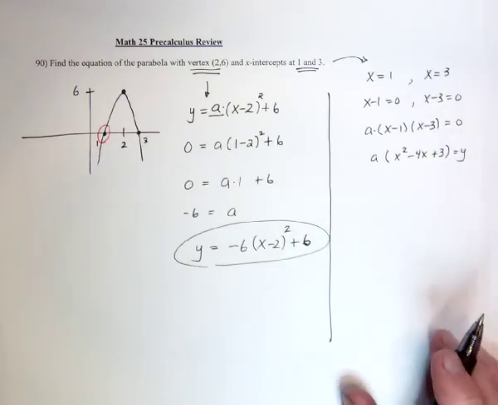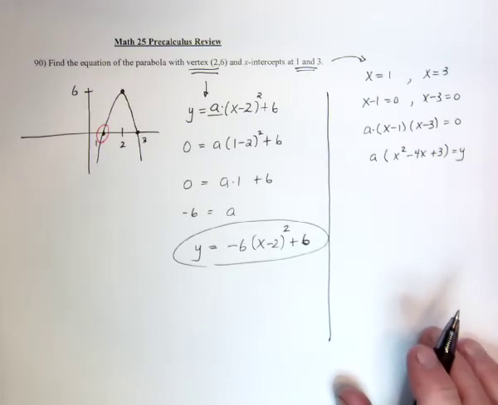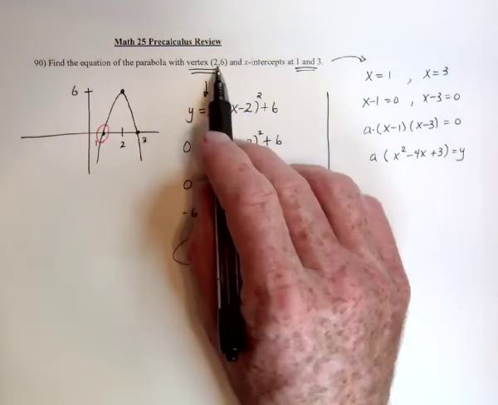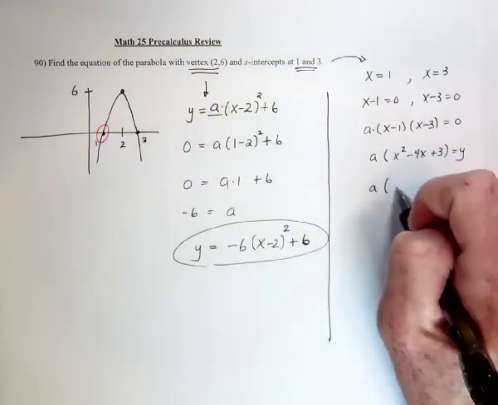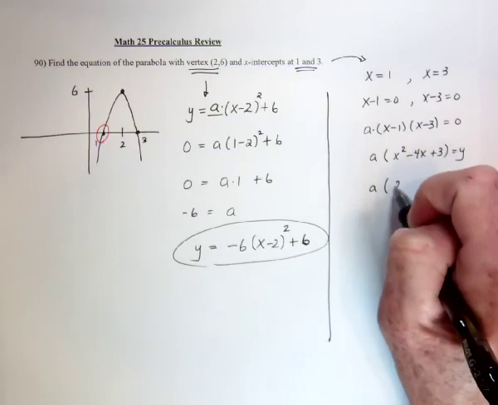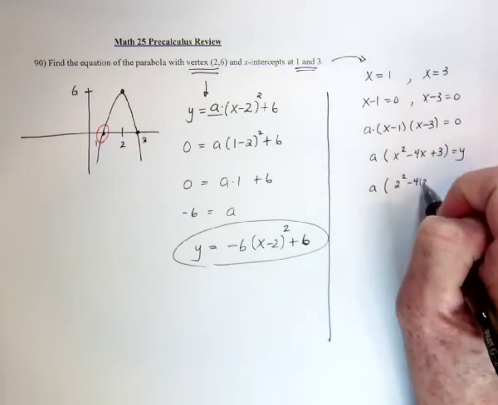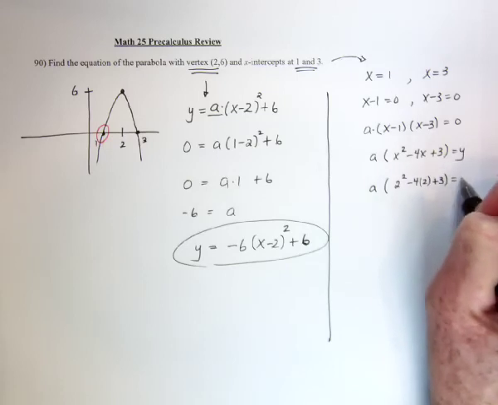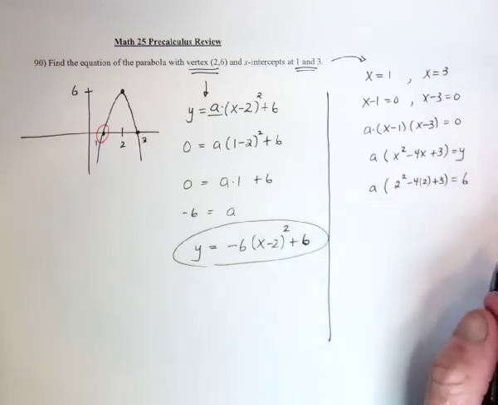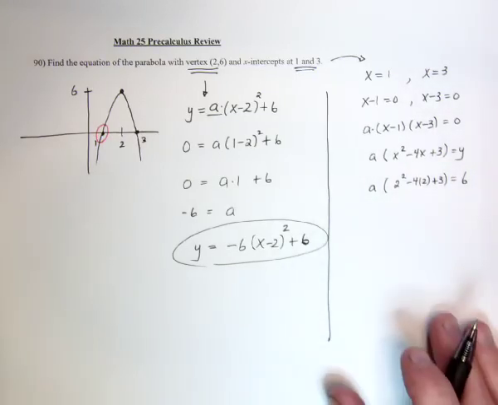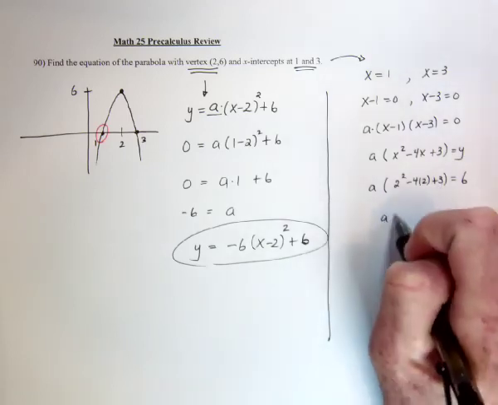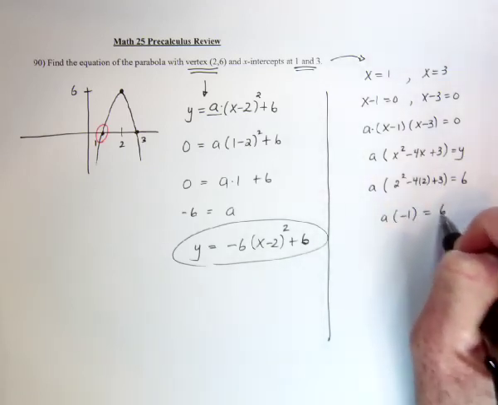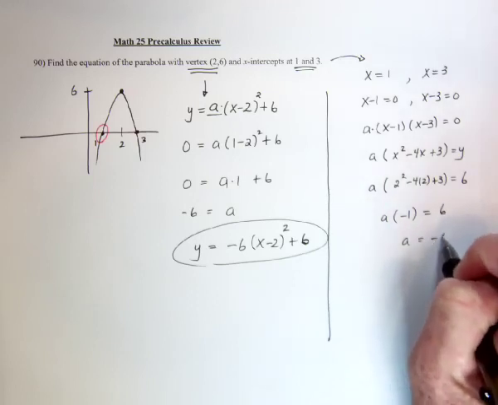And again, we would have to find out a. So in this case, you would plug in this information, the 2 and the 6. So we would have a times, so x is 2: 2 squared minus 4 times 2 plus 3 equals the y, which is 6. So what do we got? 4 minus 8 is negative 4. Negative 4 plus 3 is negative 1. So it turns out the a is equal to negative 6.